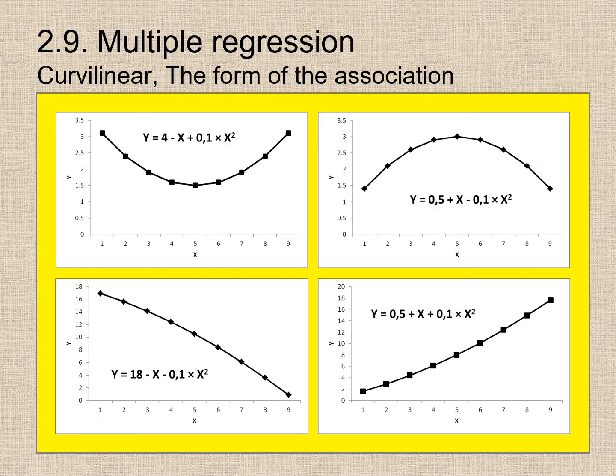If it would be the opposite, negative x term and positive squared term, then we have an association that looks like this instead. The values on the dependent variable decrease until a certain point, and then they start to increase. If both are negative, we have a decrease with accelerating speed. If both are positive, we have an increase with accelerating speed.